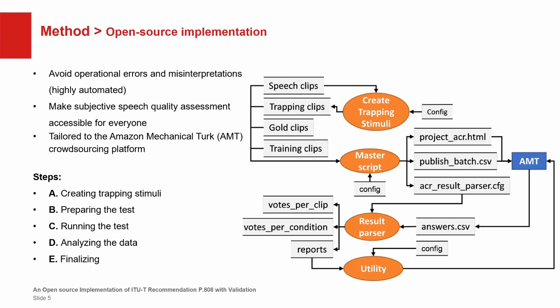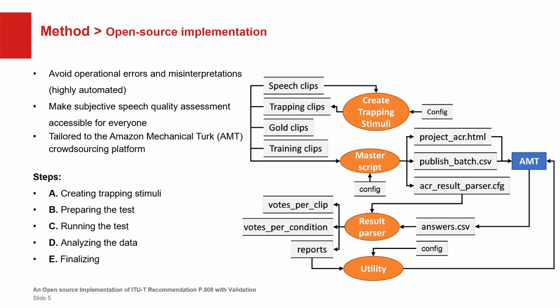Our toolkit is highly automated to avoid operational errors, and we made it open source to make basic subjective speech quality tests accessible for everyone without the huge cost of building a test laboratory. Our implementation is tailored to Amazon Mechanical Turk, which is the biggest and by far the most used crowdsourcing platform.